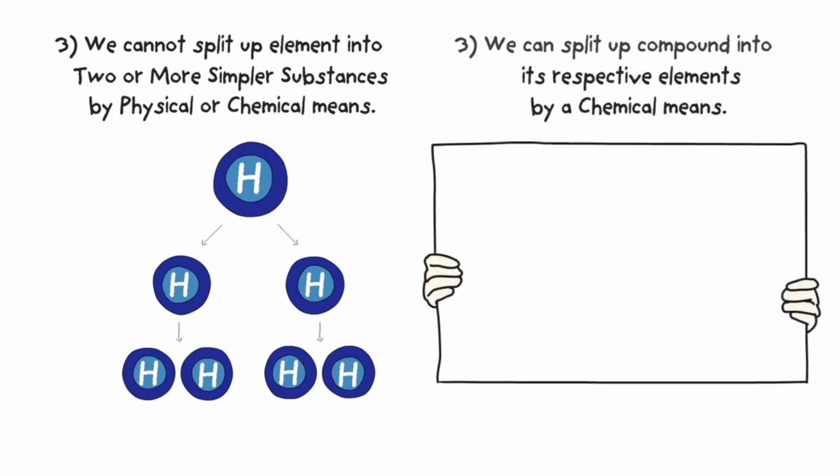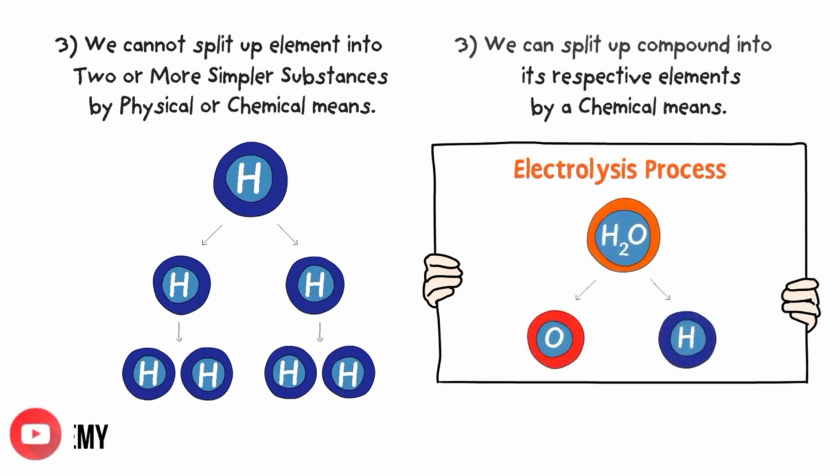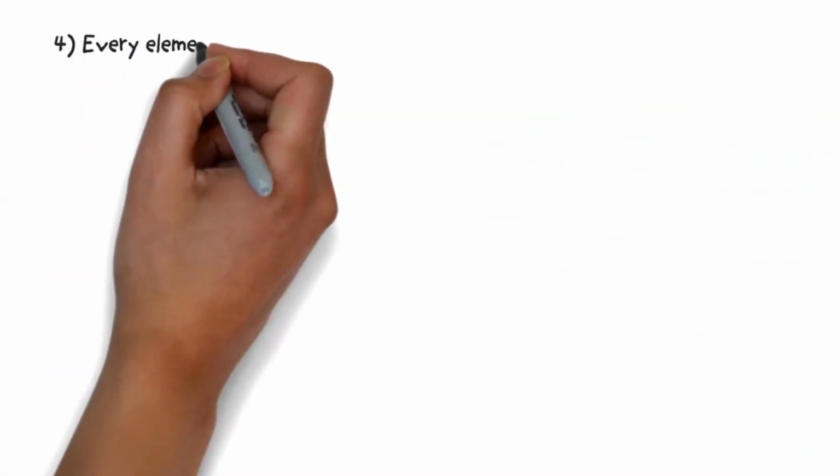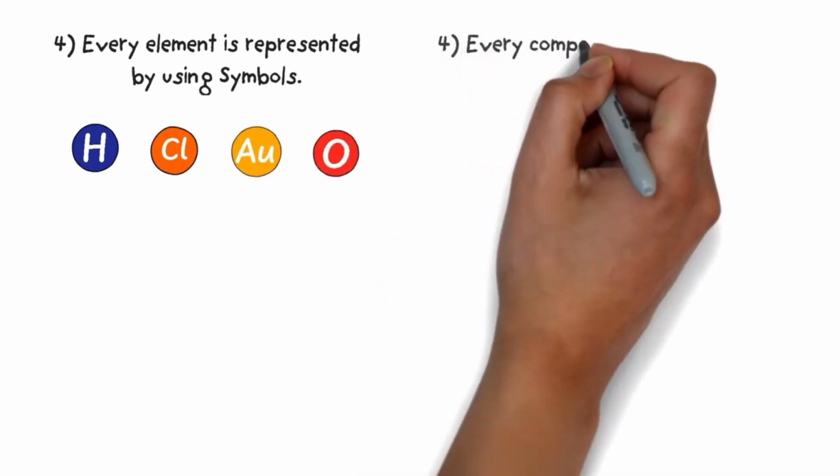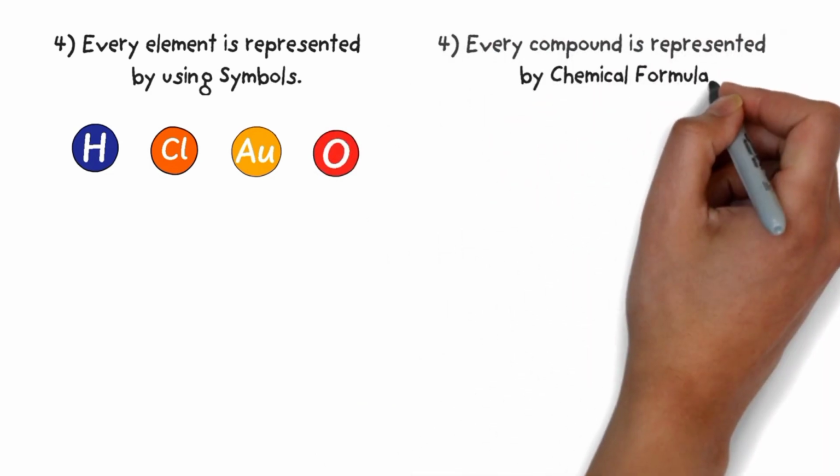For example, consider the electrolysis process. In this process, water is divided into hydrogen and oxygen. So by a chemical process, a compound is divided into its elements. Fourthly, every element is represented using symbols. For example, hydrogen is represented by H, chlorine is represented by Cl, gold is represented by Au, and oxygen is represented by O. While every compound is represented by a chemical formula.